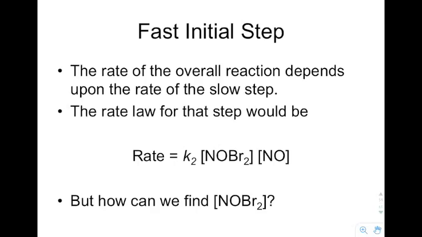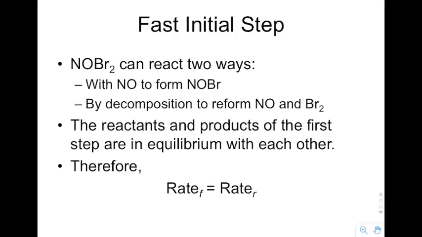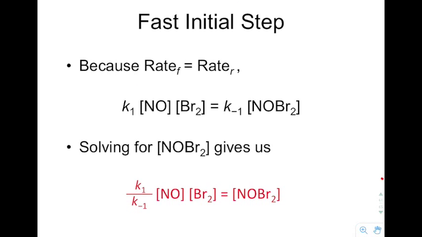So whenever you look at this thing, this right here is our overall rate of reaction, but this right here depends on the first step. So in order to find the concentration of NOBr2, we need to find something to substitute in there. Well, our initial step says NOBr2 can react in two ways, with NO to form NOBr, or by decomposition to get this. Well, the reactants and the products of the first step are in equilibrium, which means whenever you have something in equilibrium, the rate of formation is equal to the rate of the reverse reaction. So if you look at it from that context, you can actually plug something in there.